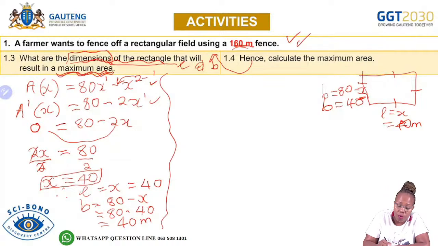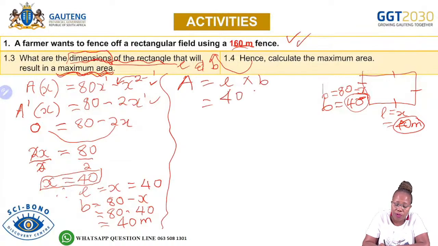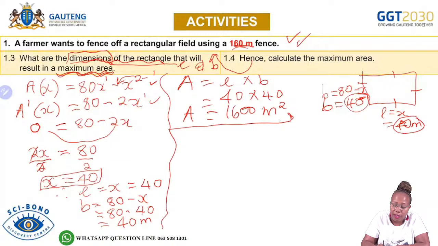You can just go straight, oh, now I know my length and breadth is 40, 40. I can say the area of a square is the same as the area of a rectangle, length by breadth. And then my length is 40 multiplied by 40. Therefore, this one will give how much? 1,600 square meters. That is the maximum area of the rectangular field.